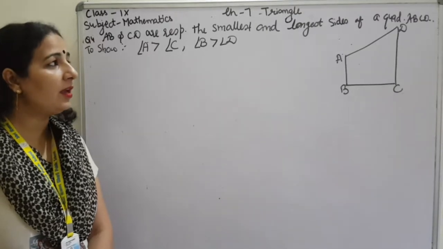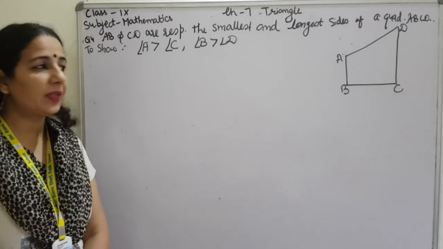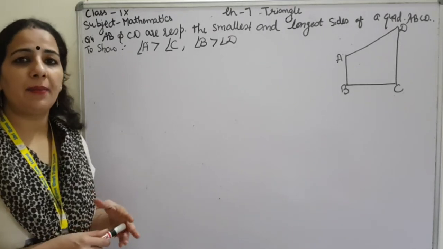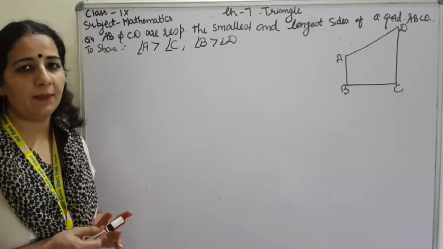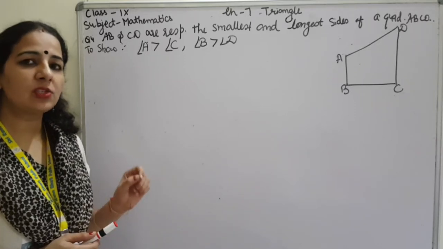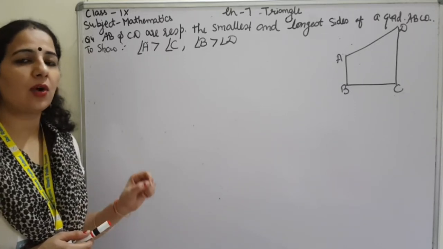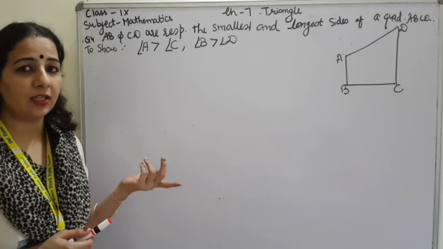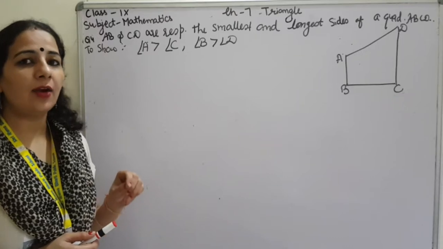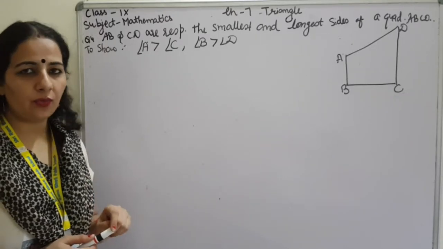Because we are doing the chapter on triangles, and here they have given a quadrilateral. So our methods, our lemmas, our theorems are not applicable on quadrilaterals. Then how will we solve this question? We will solve it by converting the quadrilateral into triangles. And how will we convert? We are going to join any one diagonal of the quadrilateral.